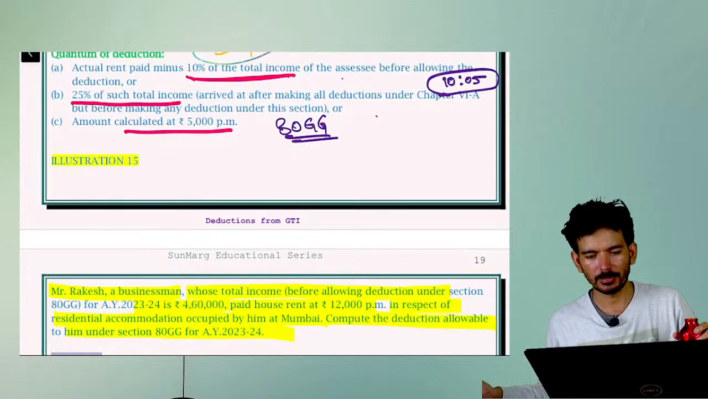GST we will do once we complete the TDS, income tax, direct tax case.